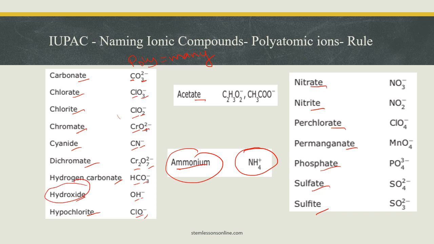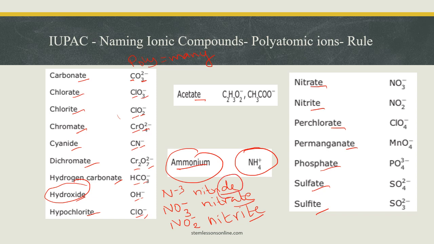Normally -ide we use for elements from the periodic table. For example, nitrogen, we call it nitride, correct? But here when there is oxygen, NO3 negative, we call it nitrate, correct? And nitrite if it is NO2. So that is the difference, -ite, -ate, -ide.